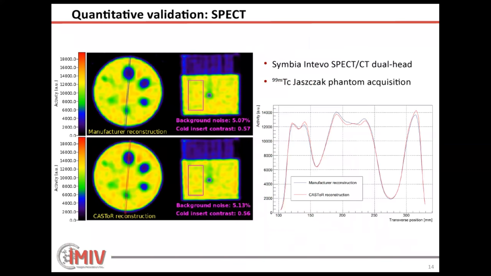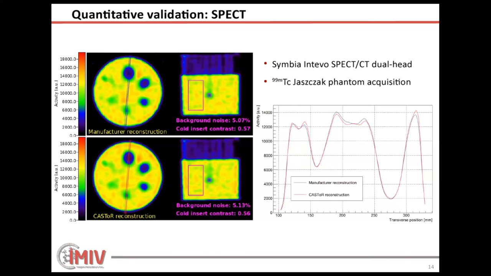So for SPECT, it's a Symbia Intevo SPECT CT dual head system. It's a simple technetium acquisition on the Jaszczak quantum phantom. So here, this is a Siemens reconstruction with a fancy projector modeling system that I don't remember the name of. Maybe there is a white paper on this, but we don't have any detail on what is done inside. So we just tried to mimic this using a huge sieve, so PSF modeling plus post-smoothing, and agreement is pretty much okay. The background noise and contrast also are okay.